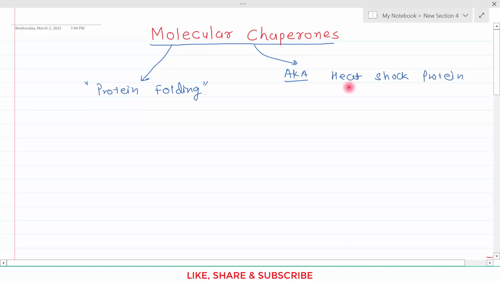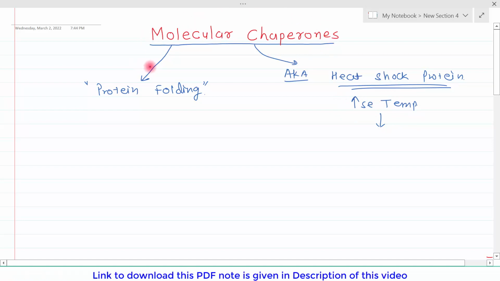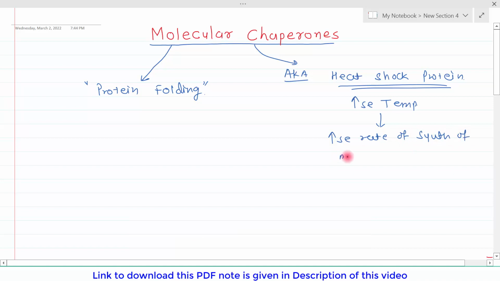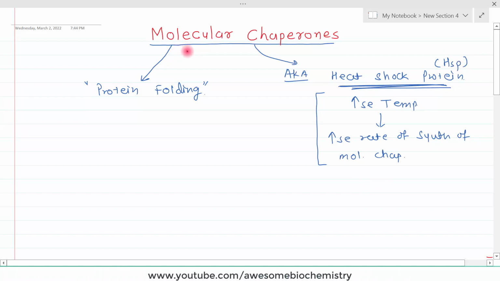Now, why are they known as heat shock proteins? The reason is that whenever there is an increase in the temperature, the rate of synthesis of these molecular chaperones is increased. Because of this observation, they are also called heat shock proteins, and in short form it is written like this: HSP.